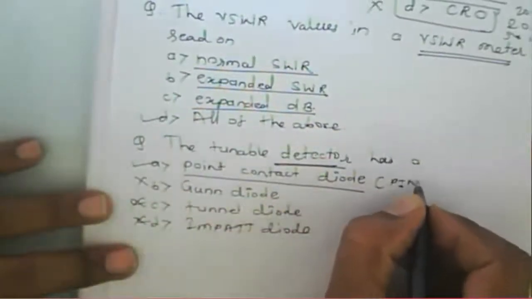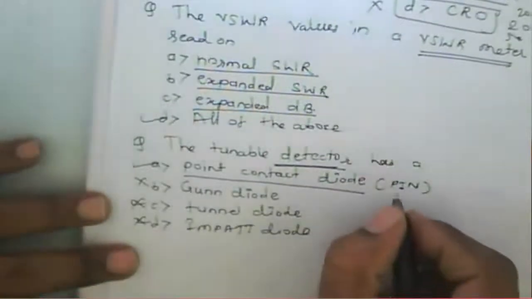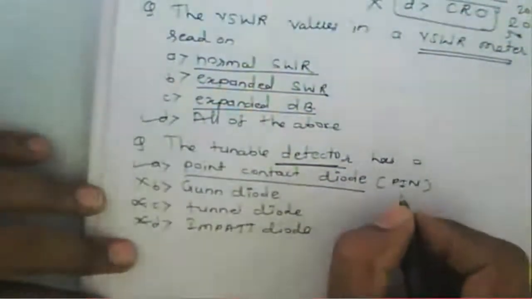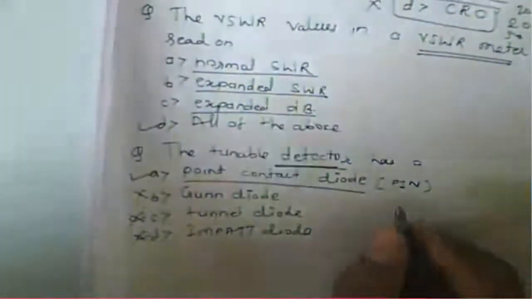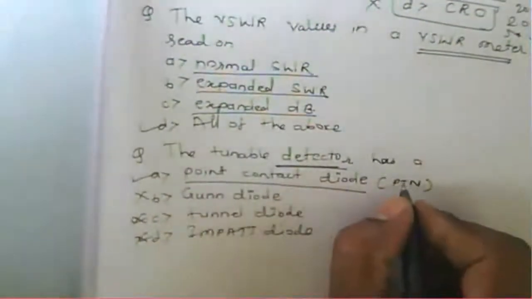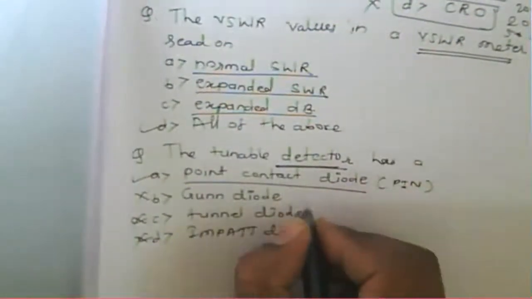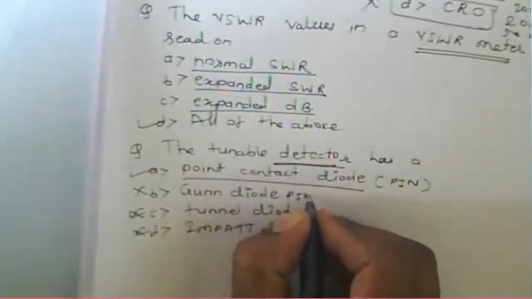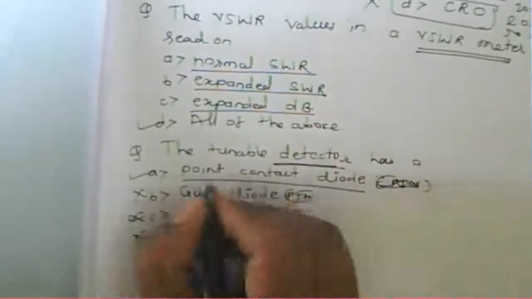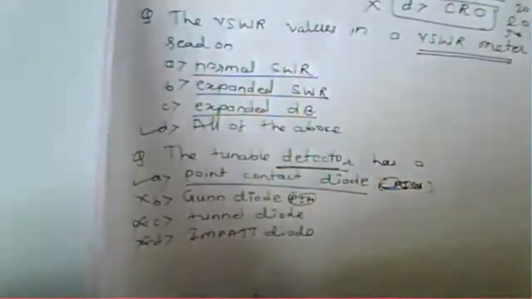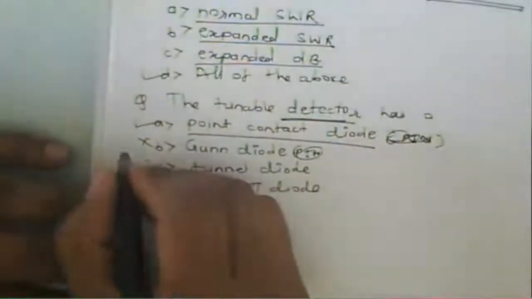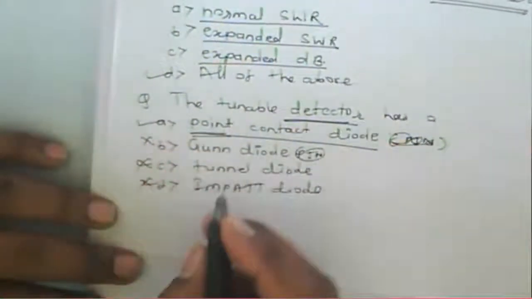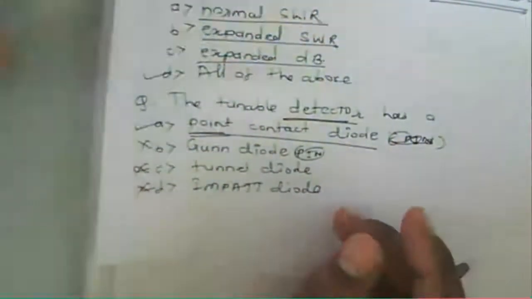So point contact diode, or people are saying a PIN diode. This PIN is different; we use PIN with a different setup. So we have a point contact diode for the tunable detector. The tunable detector has a point contact diode, and that answer, A, is the correct one.